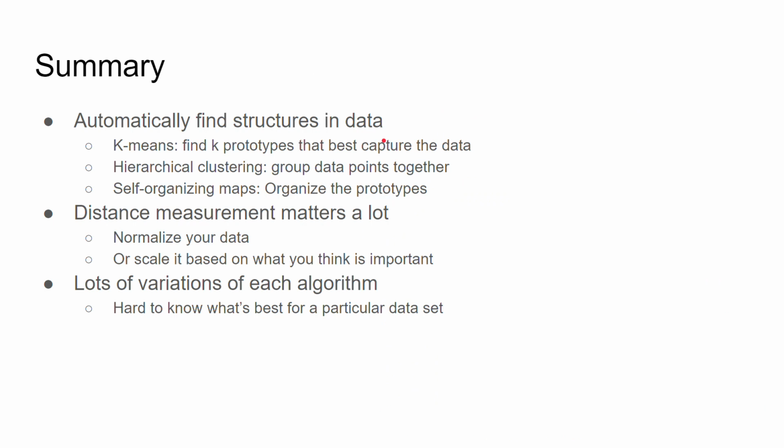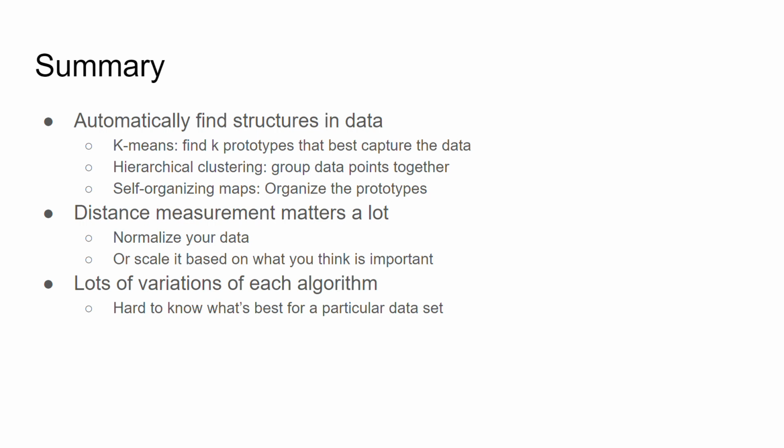All right, that's enough of that. Summary for all of today. If you have just a bunch of data and you want to organize it somehow, have some ways of automatically finding structures in the data, here are at least some basic techniques. K-means: just find me K prototypes that best capture the data, and let me know what those are. Hierarchical clustering: start grouping these data points together and see how those groups form. And if there's some organization that I want on those prototypes, I can use self-organizing maps.